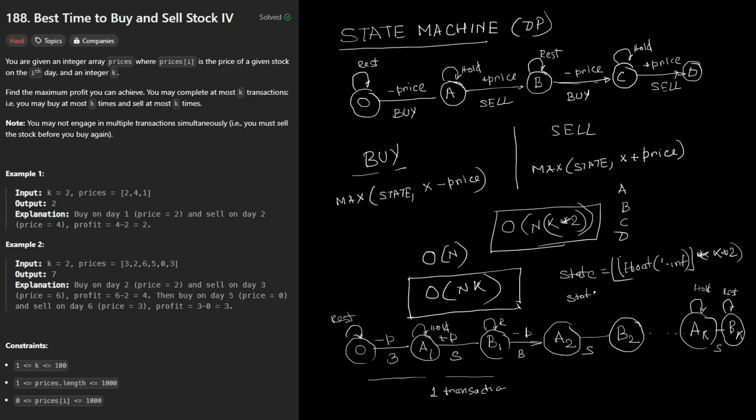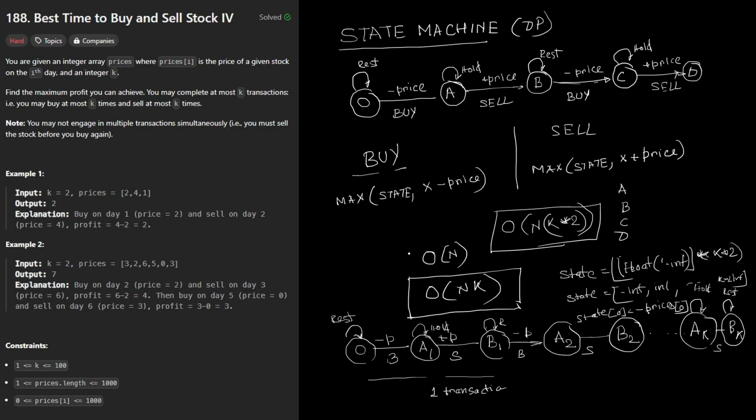So state will create an array of minus infinity till k into 2. And as we know, the first state will be the price, so I can say state of 0 is going to be minus prices of 0, because here we are going to purchase the first stock. So that would be the idea.